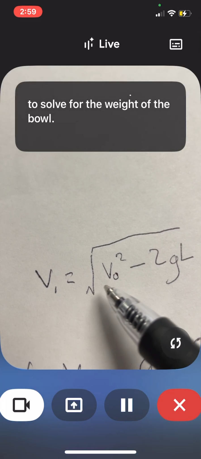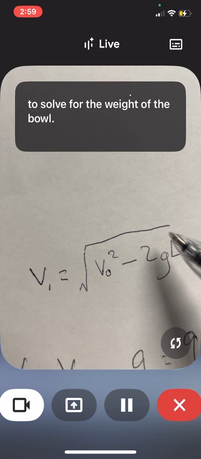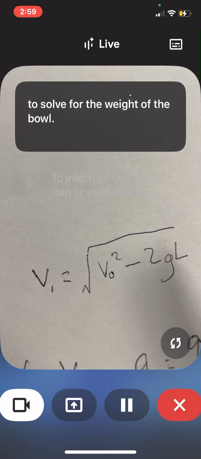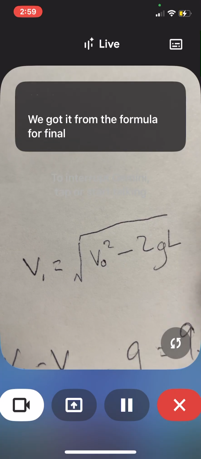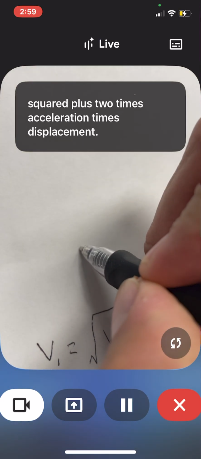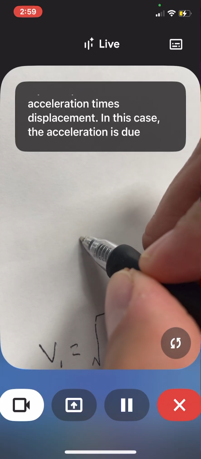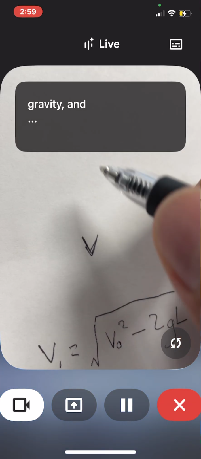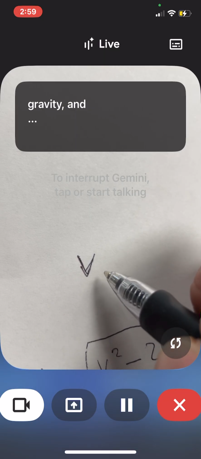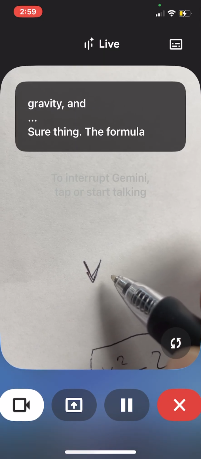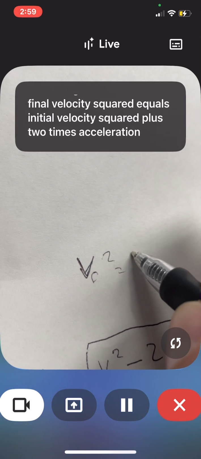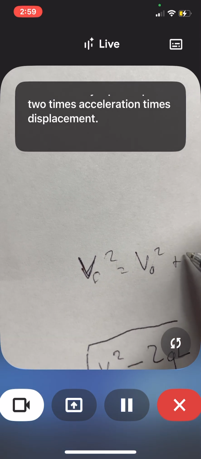Wait, where'd you get this equation? We got it from the formula for final velocity squared, which is initial velocity squared plus 2 times acceleration times displacement. In this case, the acceleration is due to gravity. Can you do that slower so I can write it down? Sure thing. The formula is final velocity squared equals initial velocity squared plus 2 times acceleration times displacement.